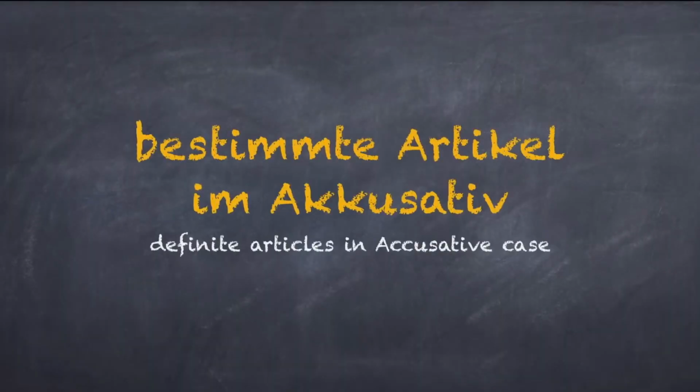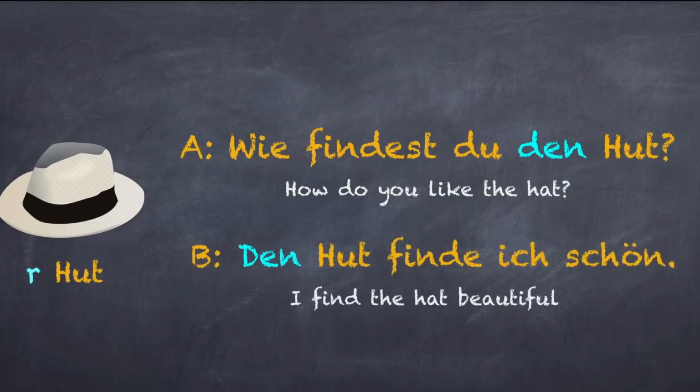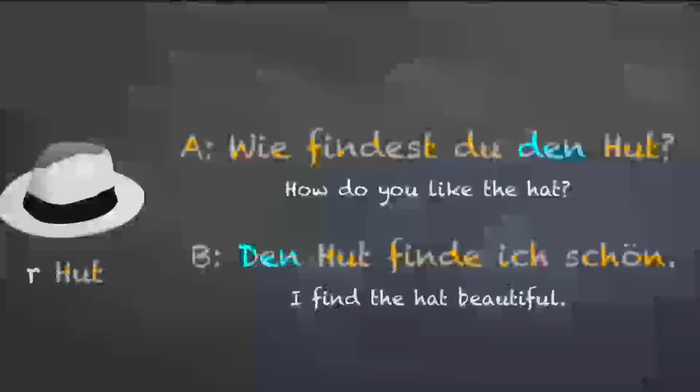Now let's come to the next one. Bestimmte Artikel im Akkusativ. If you don't remember what are bestimmte Artikel, you can watch our video on bestimmte Artikel im Nominativ. So let's again begin with an accusative object in maskulin. Wie findest du den Hut? Den Hut finde ich schön. So, as I mentioned before, the accusative article changes only when it's masculine. In case of bestimmte Artikel, der changes to den.